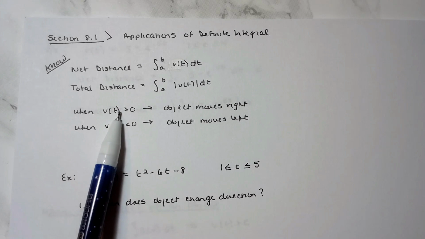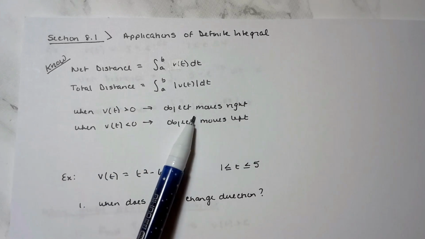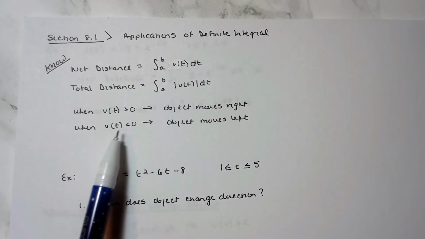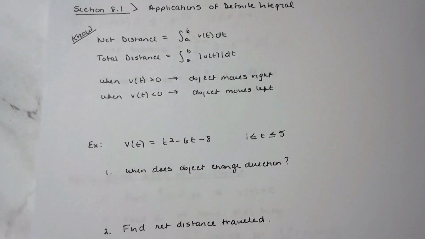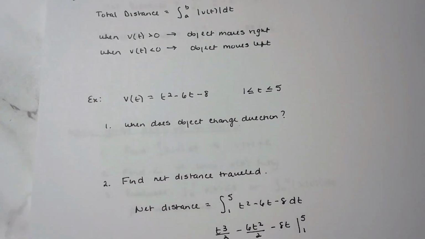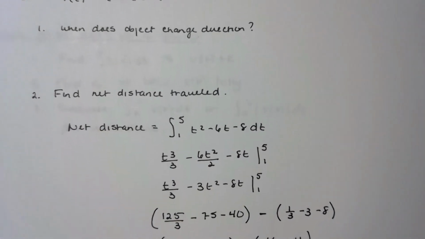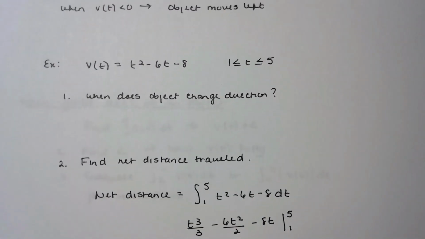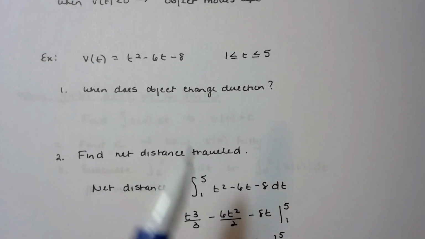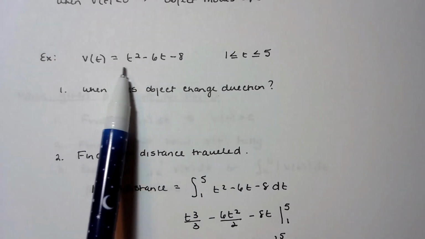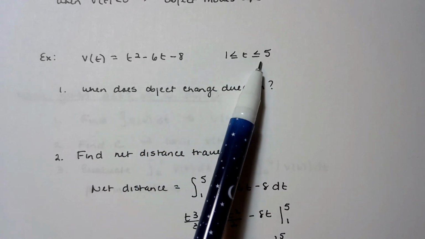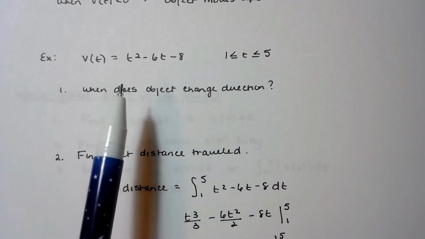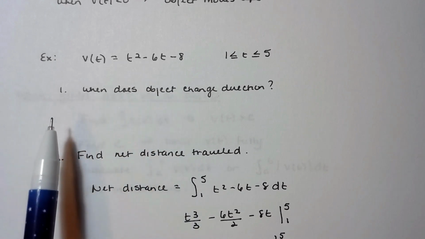So when velocity is positive, that means the object is moving to the right, and when it's negative, the object moves to the left. So I believe I did this problem in class, so I'm just going to reiterate it again. This is number 2 from the homework section, and you were given that the velocity of an object moving is t squared minus 6t minus 8, and the time interval was from 1 to 5, and you're asked to find the net and the total distance traveled.